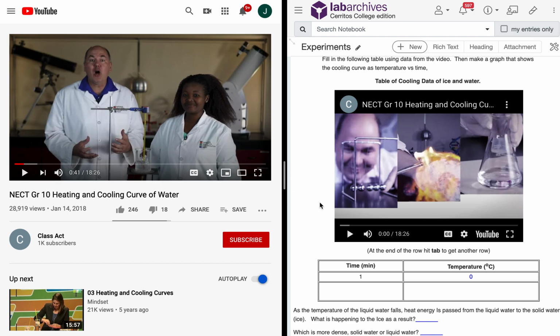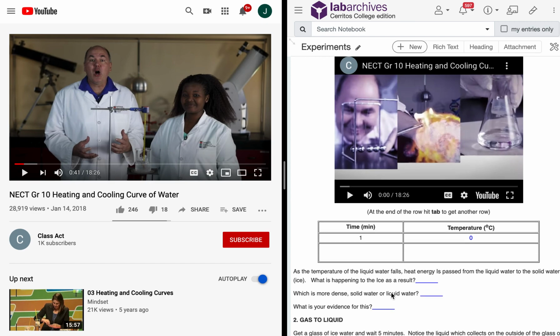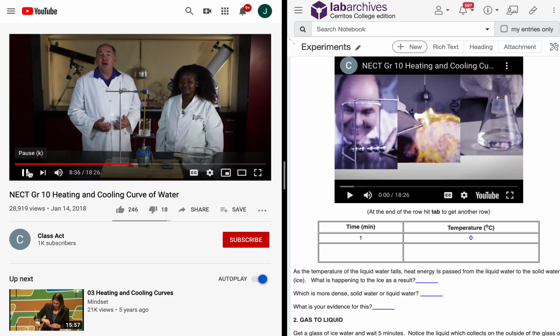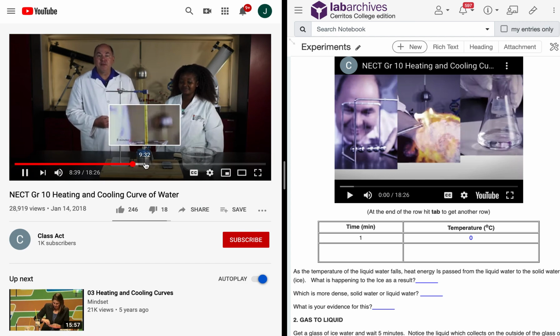I'm using the split screen again to watch the video and record the data in the table at the same time. This video is kind of long, so I'm going to forward it and show you how to record. If it goes too fast, you can always rewind the video, or you can pause.